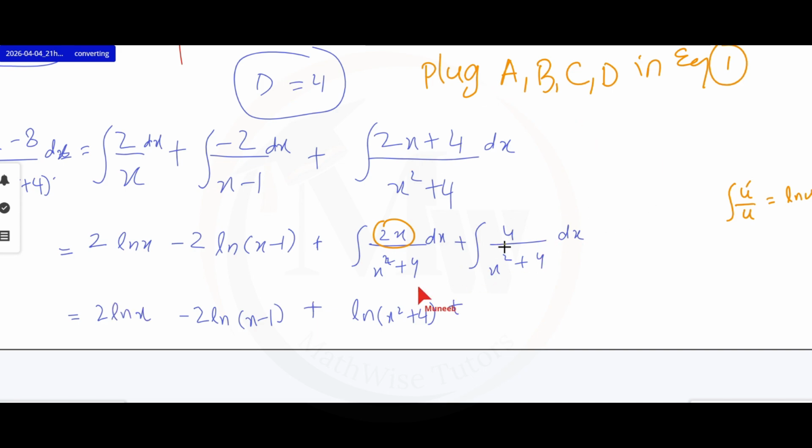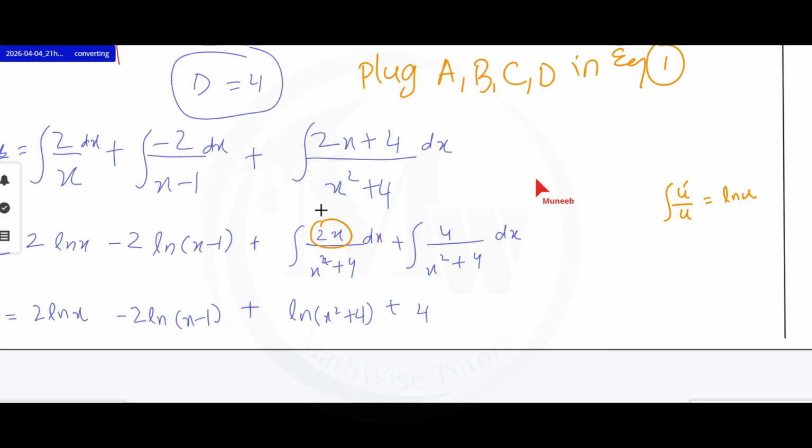The last term has constant 4 outside. So integration of 1 over x square plus 4. So as we know, 1 over x square plus a square, if you consider 4 as 2 square, it will be considered as a square. The integral of 1 over x square plus a square is 1 over a tan inverse of x by a, and a is 2 here. So 1 by 2 tan inverse of x by 2. So that's the formula. So just plug it here, and that will be equal to 4 times 1 by 2 tan inverse x by 2 plus c. So now you just simplify this.